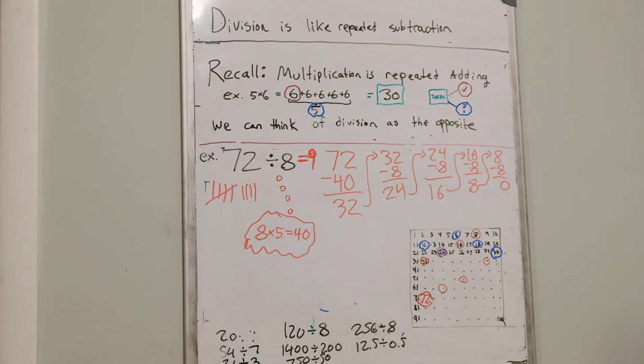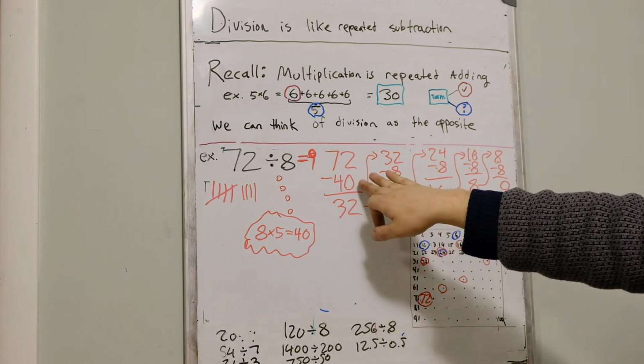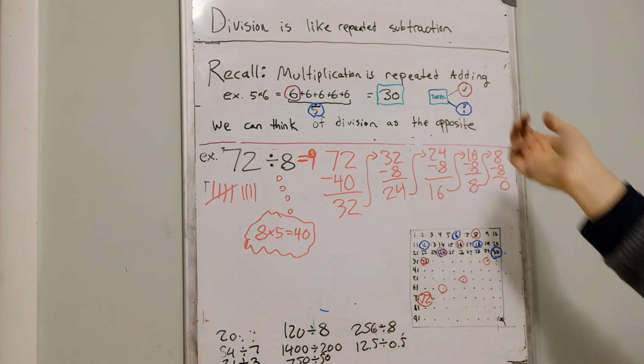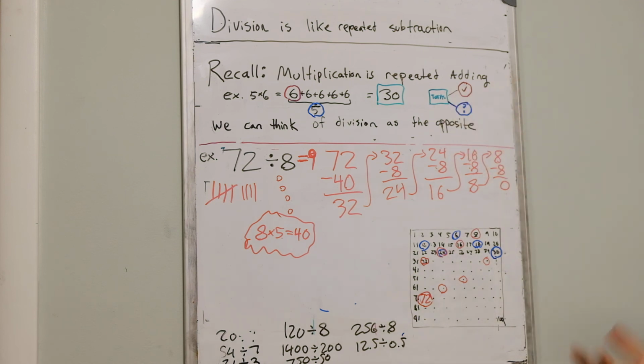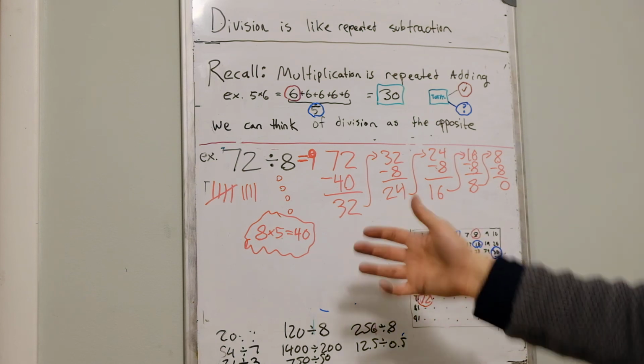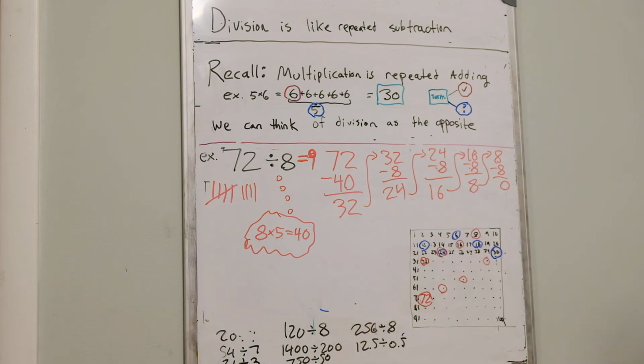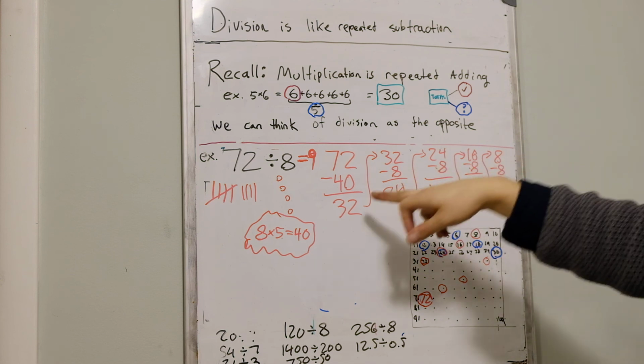Okay. So we were able to make 9 groups out of 72. And we were able to do that by taking a chunk rather than just doing it one group at a time. Now when you learn other ways to divide, all of them are based on this kind of thinking. They're all based on taking chunks away from a number until you get down to 0 and counting as you go, but being more efficient than doing it one at a time.